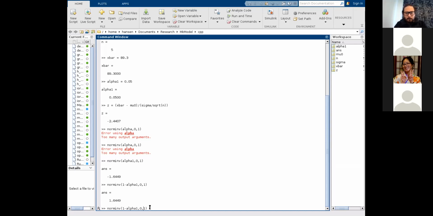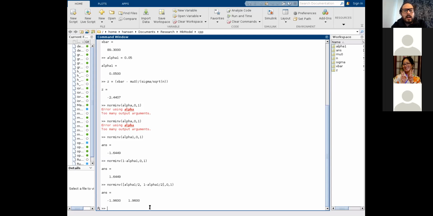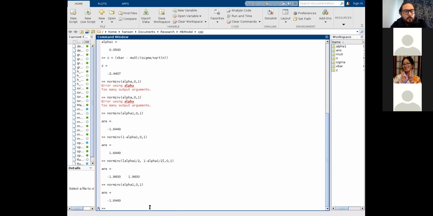And if we were to have the critical region in the case of the two-sided test, we would have alpha 1 over 2 and 1 minus alpha 1 over 2. This would be our critical region, and anything outside this critical region would be what we would consider. Now Z is clearly smaller than this first one, the critical region here. Then we would reject the null hypothesis.